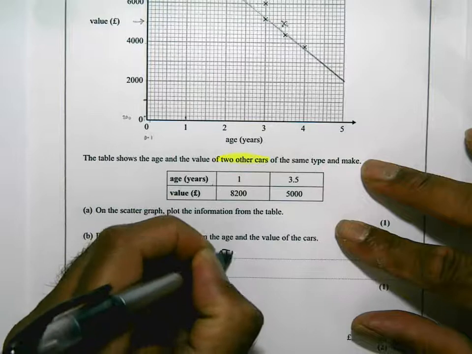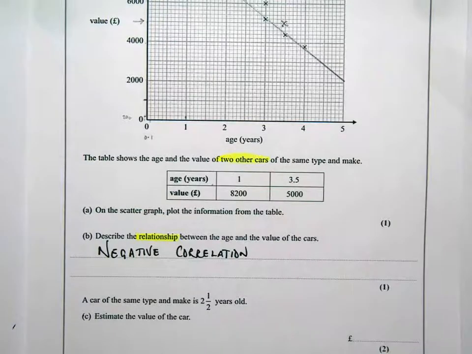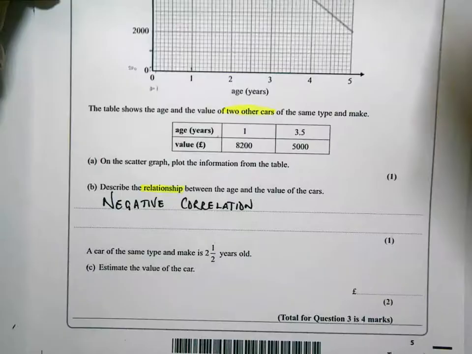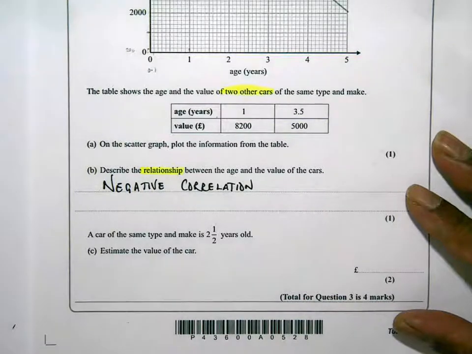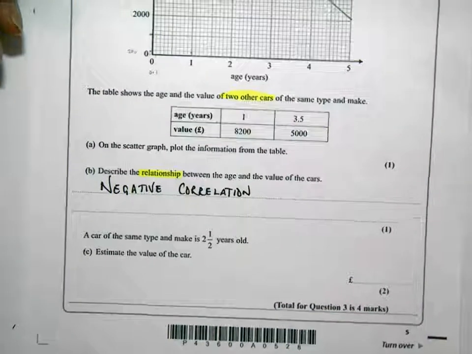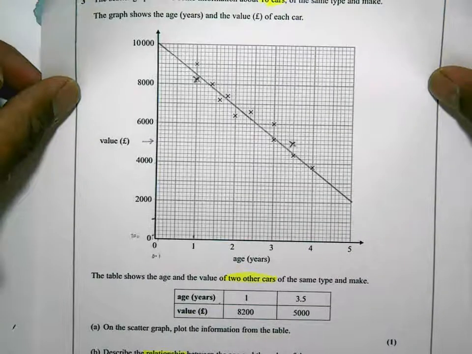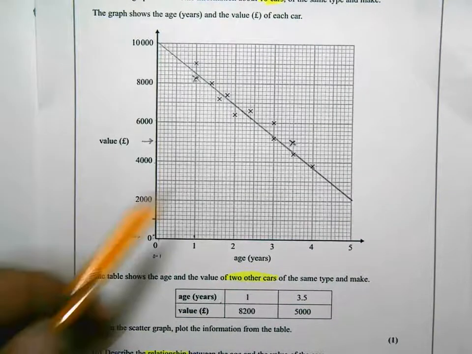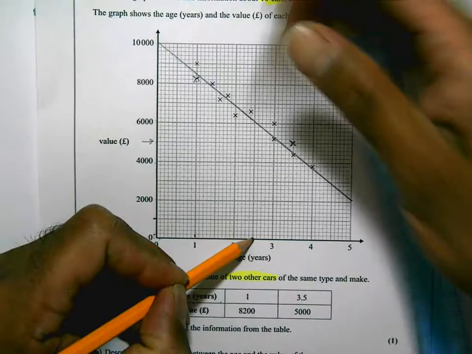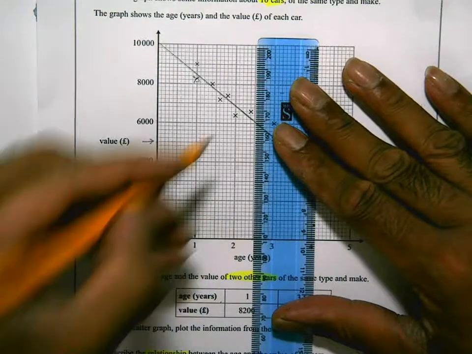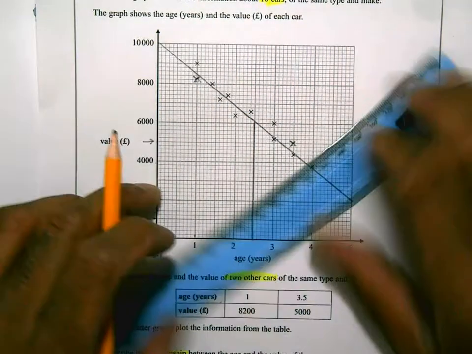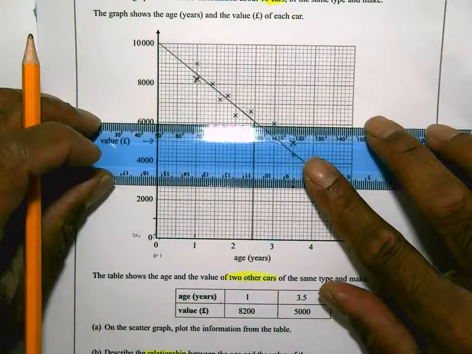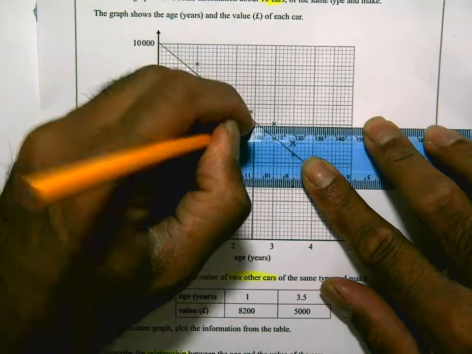Okay, that is sufficient. The next part of the question said a car of the same type and make is 2.5 years old. Estimate the value of the car. To get the 2 marks for this, I need to have that line of best fit, and that's why I drew it in. If a car is 2.5 years old, I need to go to 2.5 on the x-axis, and I'm going to use my line of best fit to help me take a reading and work out the value of the car. And as you can see here, it is actually pretty exact, at 6,000.